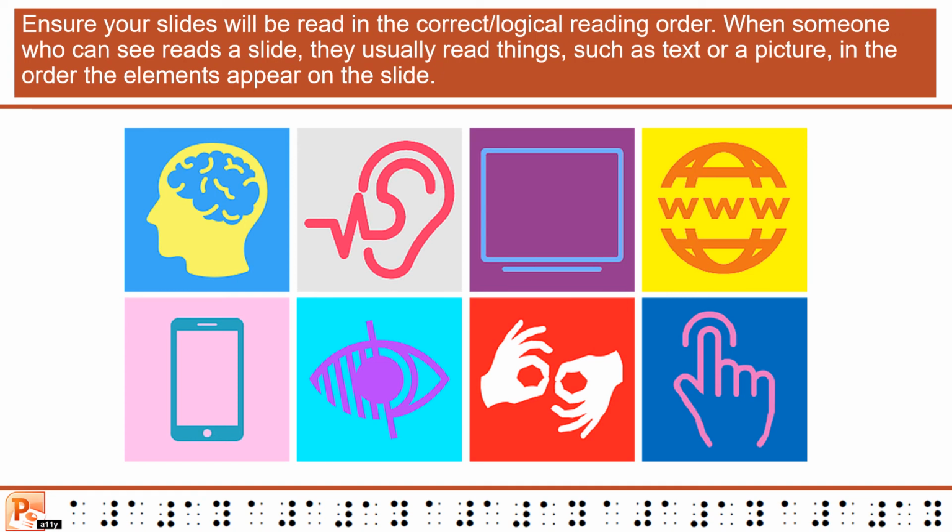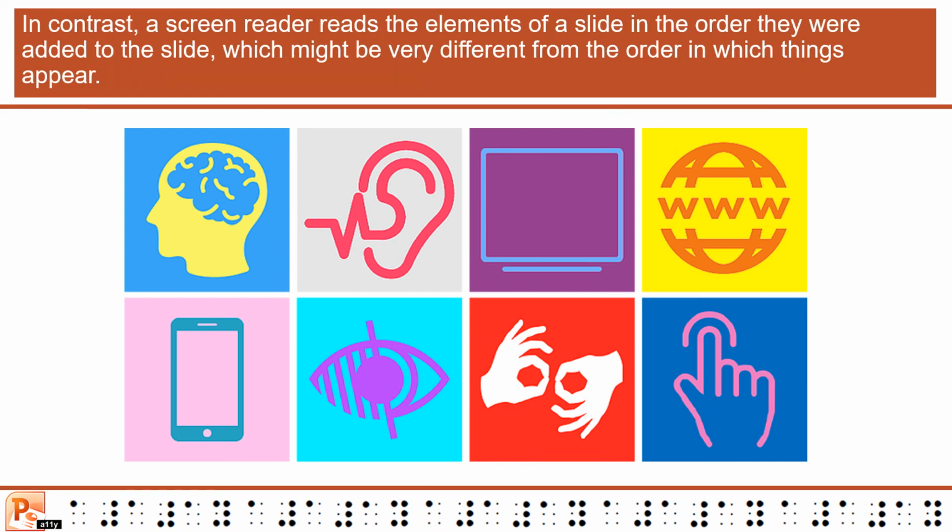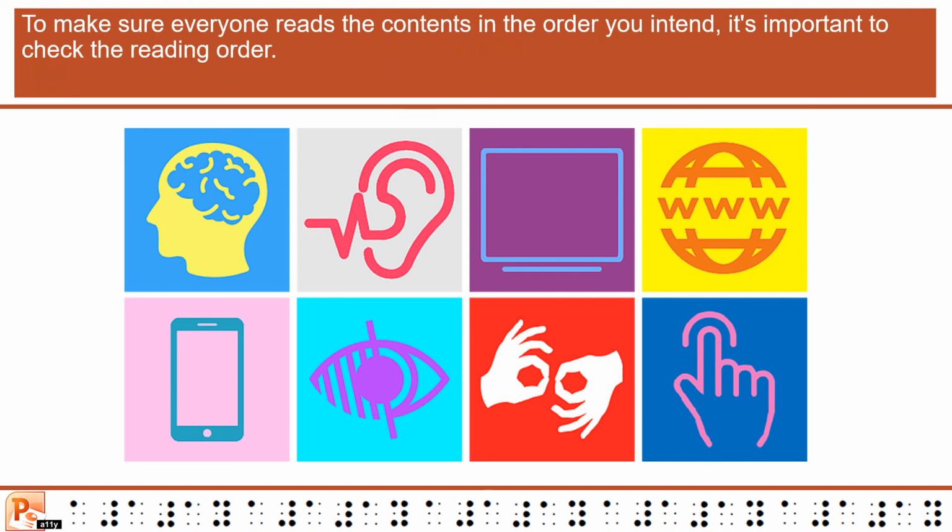Ensure your slides will be read in the correct logical reading order. When someone who can see reads a slide, they usually read things, such as text or a picture, in the order the elements appear on the slide. In contrast, a screen reader reads the elements of a slide in the order they were added to the slide, which might be very different from the order in which things appear. To make sure everyone reads the contents in the order you intend, it's important to check the reading order.